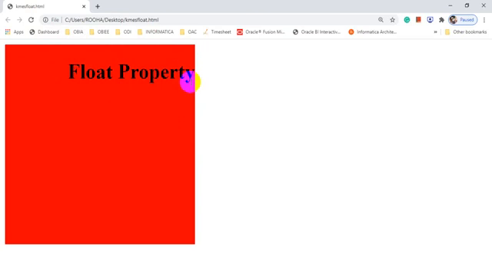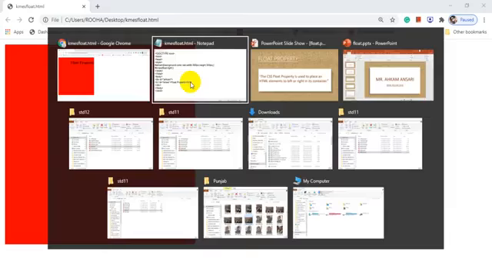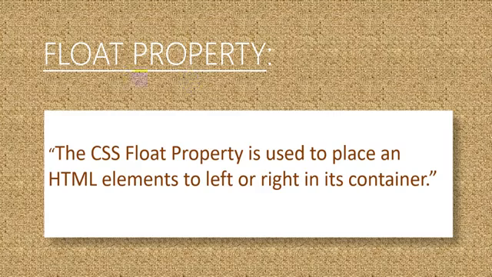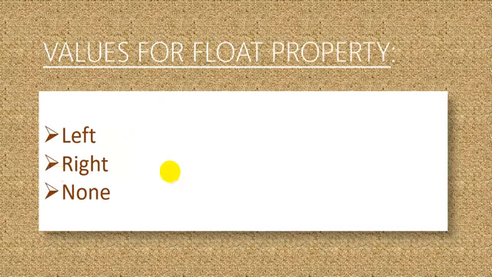Getting it, students? So I think it is very easy. The CSS float property is used to float any HTML element from left to right or right to left. We have three values for the float property: left, right and none. Left is used to move toward the left, right is used to float toward the right, and none is the default value, which keeps the element constant so it will not move anywhere.